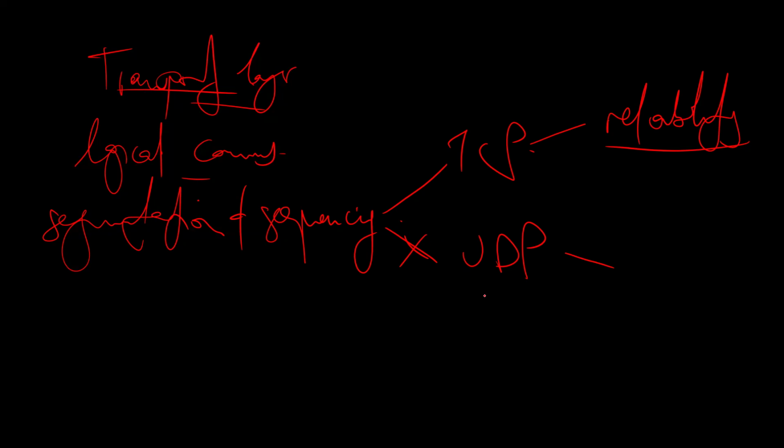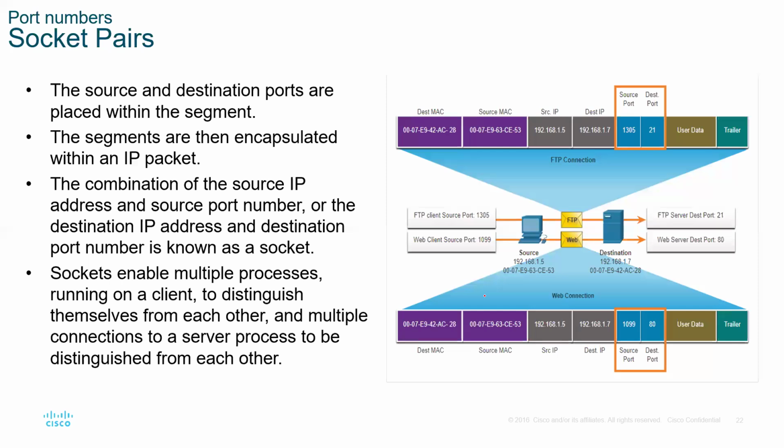I think that basically summarizes what we've been talking about so far in videos 1 and 2. Now continuing, we last left off on socket pairs, where we introduced the socket pair as a combination of the port and the IP address. You can see from the diagram we have two applications, an FTP application and a web application, in use between the source and the destination. Let's just say a client and the server.